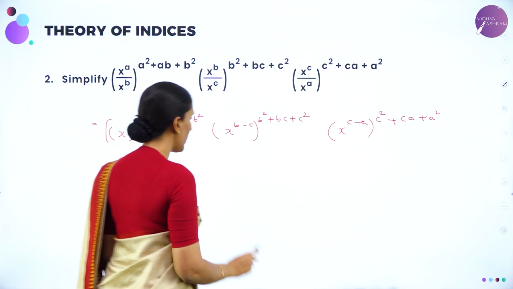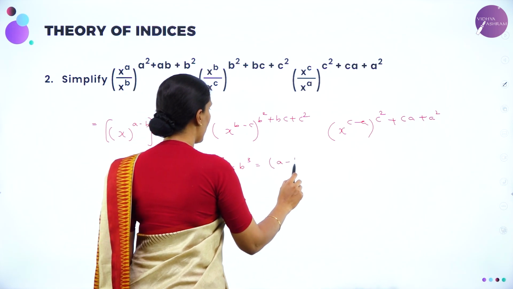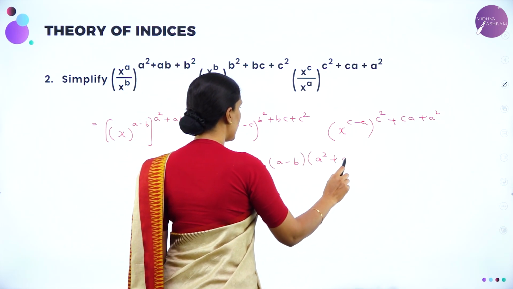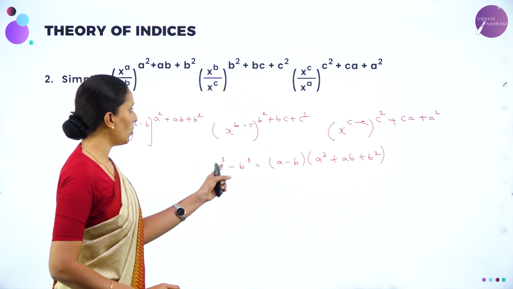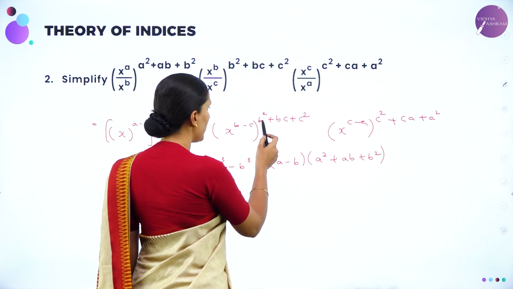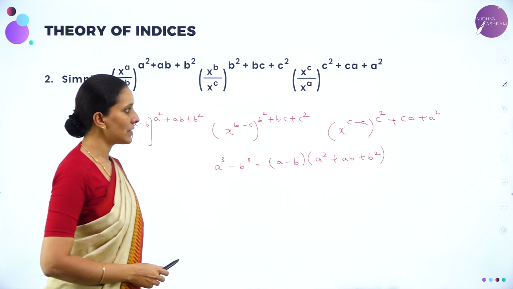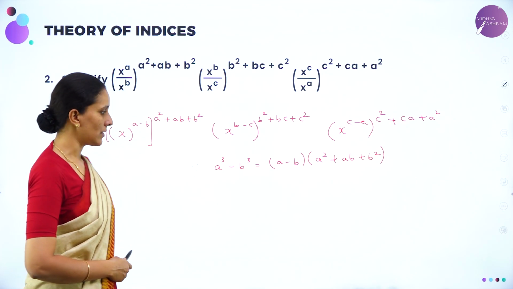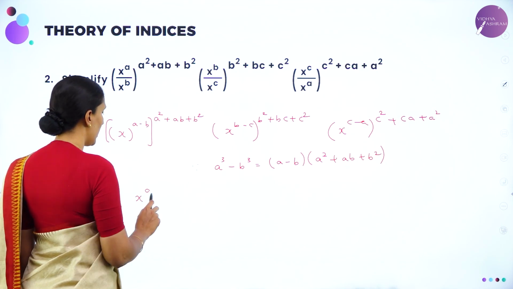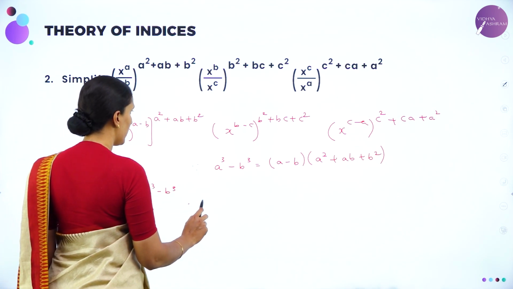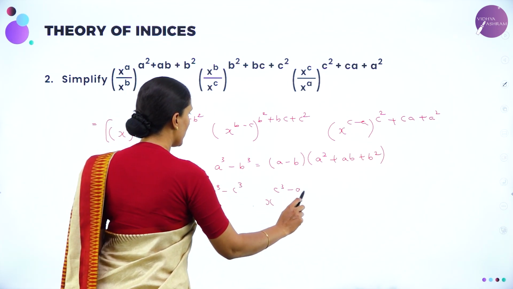So, we know that a cube minus b cube can be written as a minus b into a square plus ab plus b square. Similarly, using the same concept here, b cube minus c cube can be written as b minus c into b square plus bc plus c square, and c cube minus a cube can be written as c square plus ca plus a square into c minus a. So, using this identity here, this becomes x to the power a cube minus b cube into x to the power b cube minus c cube into x to the power c cube minus a cube.